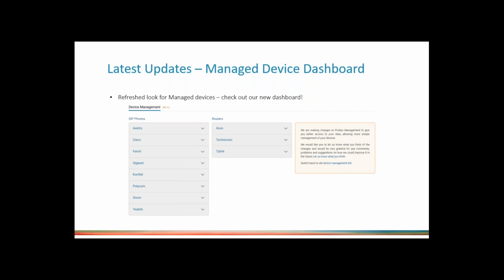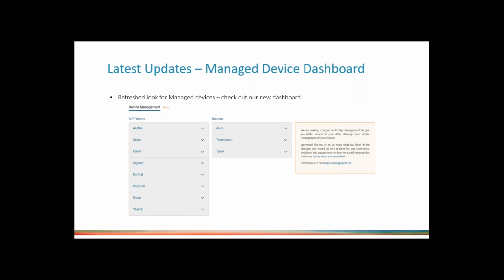Obviously for those of you that are used to ProSys, you might have noticed that this page has changed. Essentially, we've changed how it looks and how it functions as well. So it's a lot easier to access your phones. You can see your SIP phones on the left hand side and your routers on the right, and then based on different vendors as well.